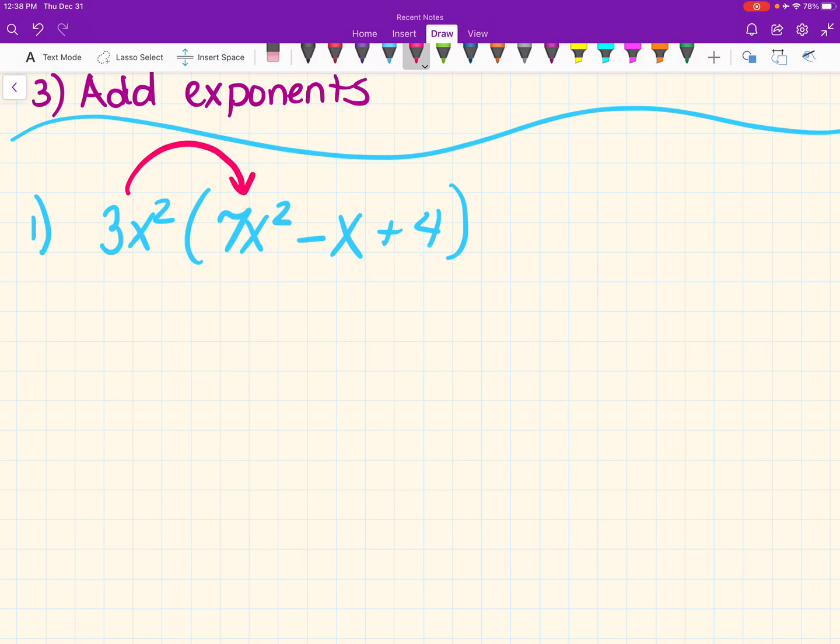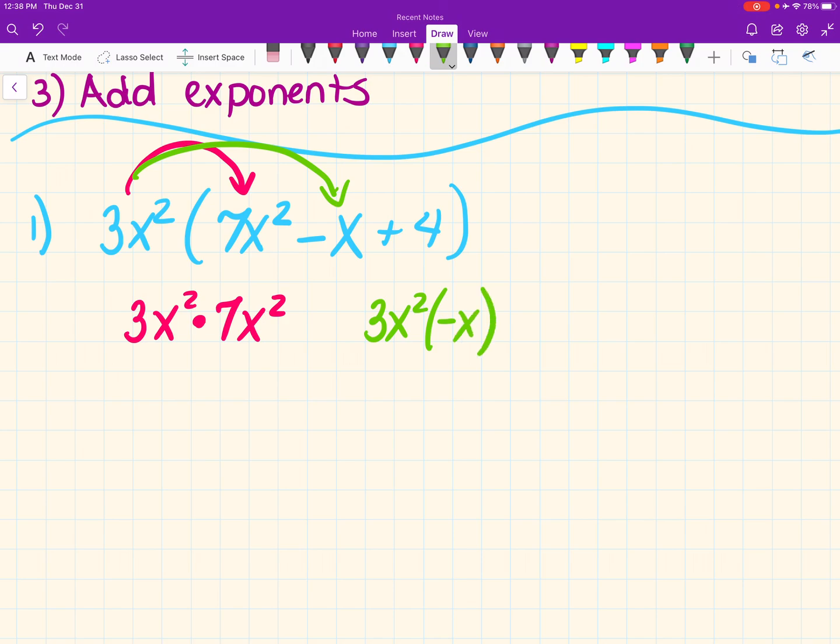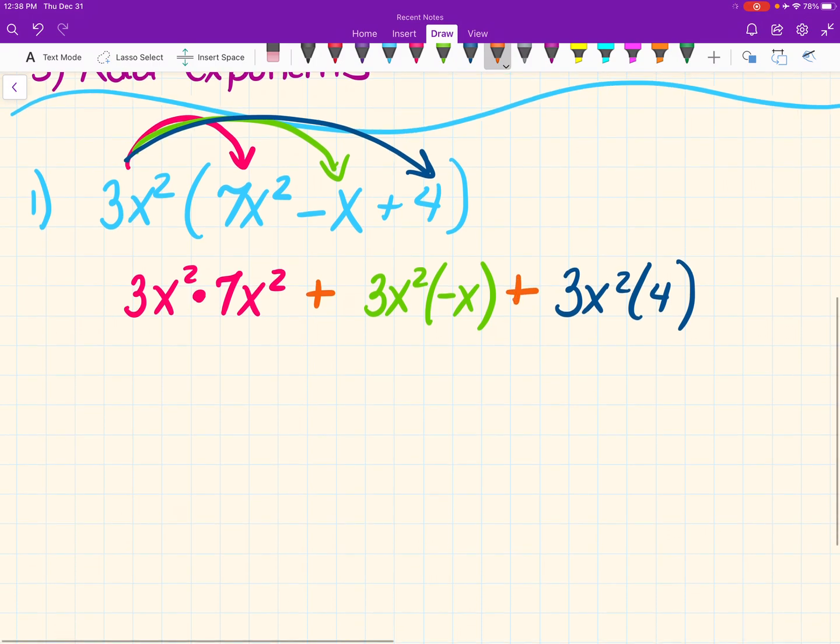So we do 3x squared times 7x squared. Okay? Then we're going to do 3x squared times negative x. We're just going to add these together. I'll put that in a minute. I put that in parentheses because it looks like subtraction if you don't. Okay? And then I'm going to go 3x squared times 4. Now, in between all of these is just a plus for now. Okay? We'll see if we need to change that once we do the multiplying.